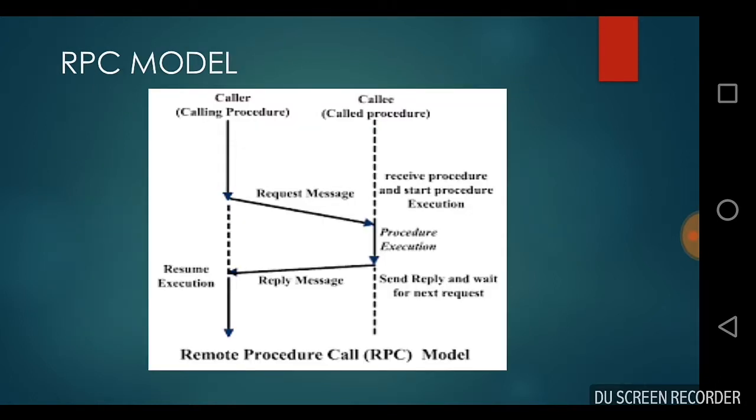Now let's see the RPC model. Here the caller will be the client and the callee will be the server. The client will have a calling procedure which is executed locally and it will send a request message to the server. Till then its execution is suspended and the server will execute the procedure. It will receive the request and start procedure execution, and then it will send the reply message, which will be transferred to the caller, that is the client. The client will resume its execution when it receives the reply message from the server.